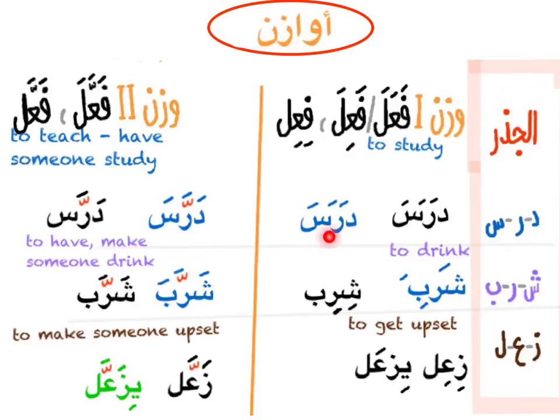And for pattern 2, وزن اثنين, you have the same جذر with different vowels. So درس in وزن واحد means to study. In وزن اثنين it's درّس and it's to teach, to have someone study. Just the simple shadda changes the whole meaning even though it's in the same context. Same for شرب, to drink. شرّب is to make someone drink something. زعل, to get upset, the same جذر with وزن 2, زعّل, to make someone upset, and in عامية we say يزعل.